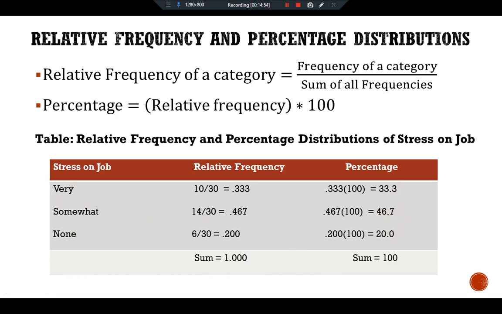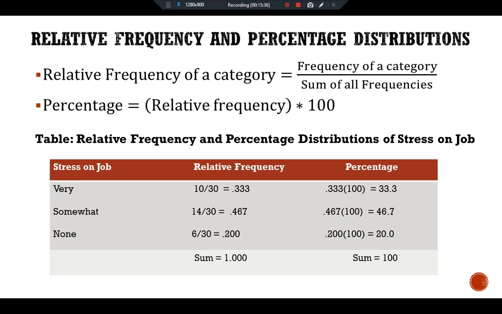So 33.3% of the employees said that their jobs are very stressful. By adding the first two categories, we get to know that around 80% of employees said that their jobs are stressful, because the individual percentage of this category is 46.7. So 80% of employees are stressed in their jobs.